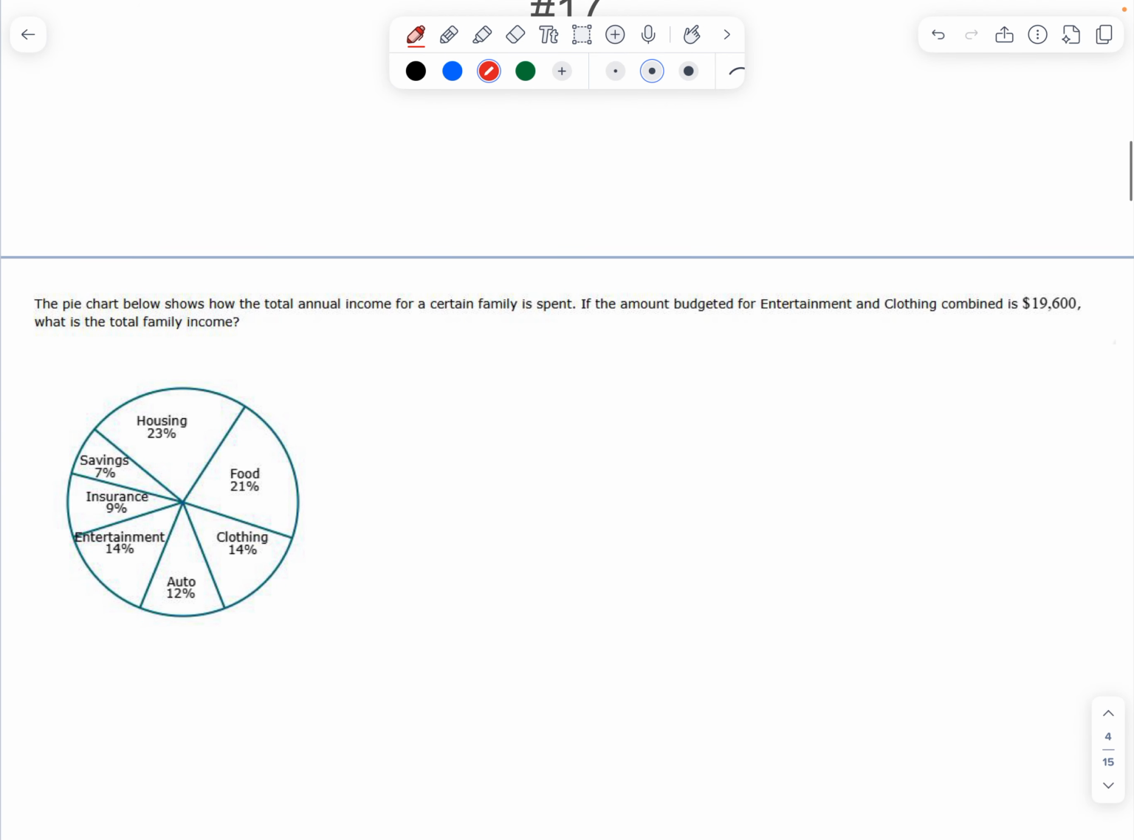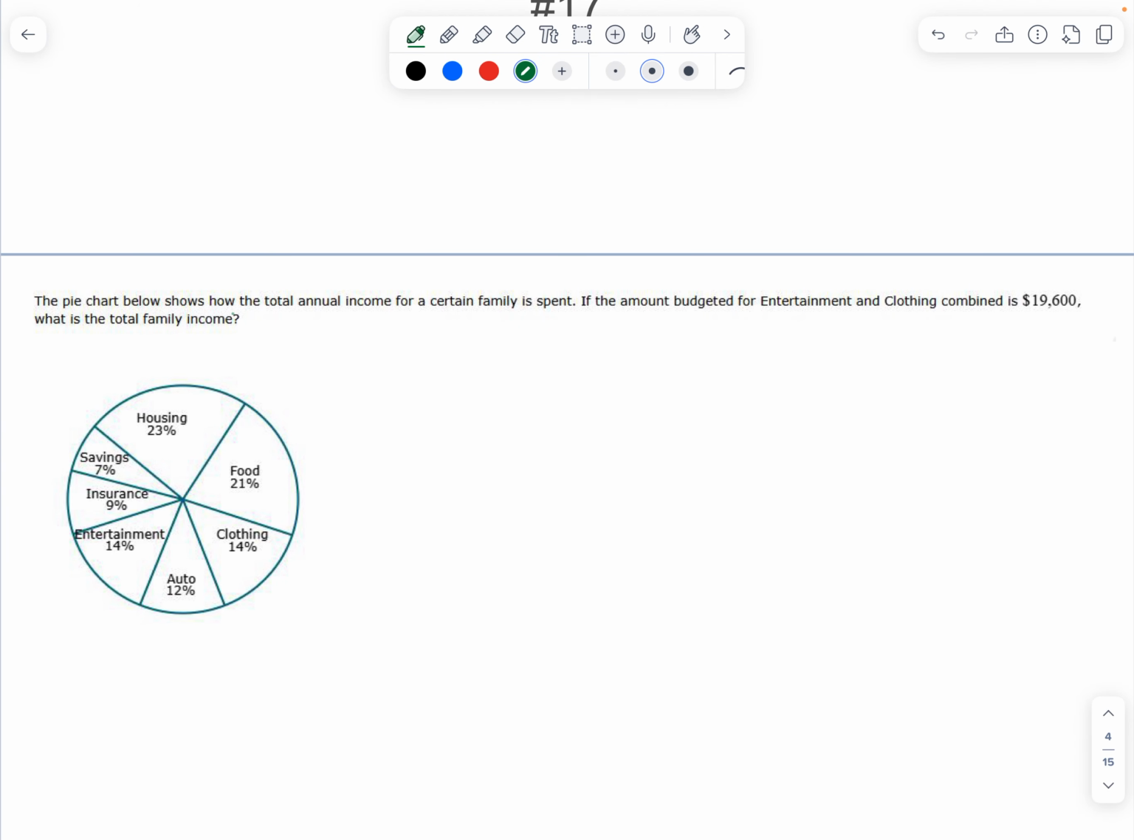Right, and we're back in week 6. We're going to look at number 17, a pie chart. So we can see this pie chart here. It's an excellent visual display of data.